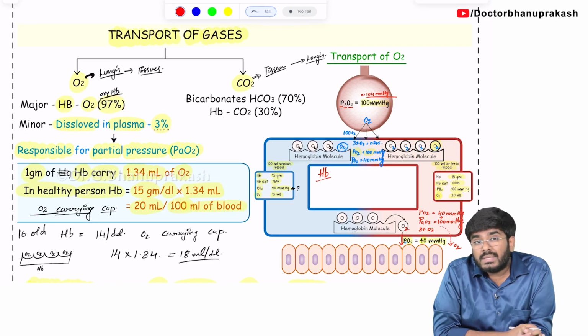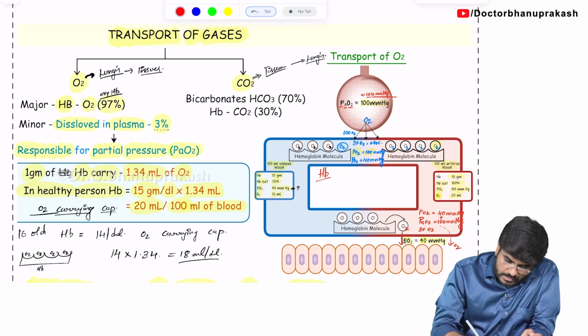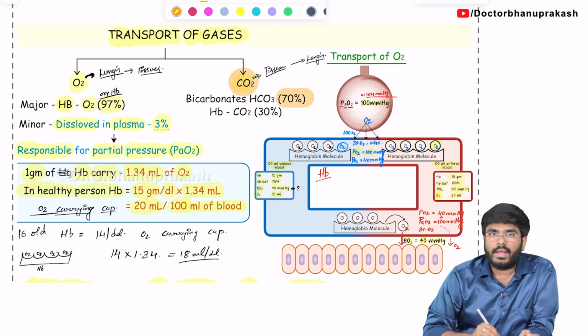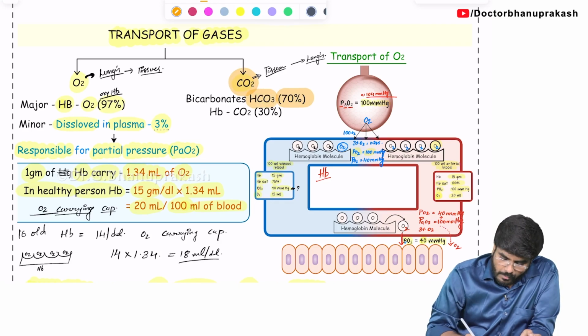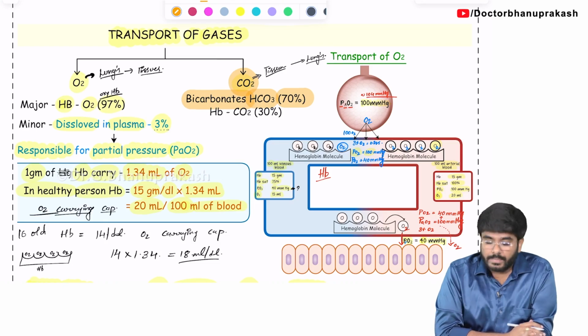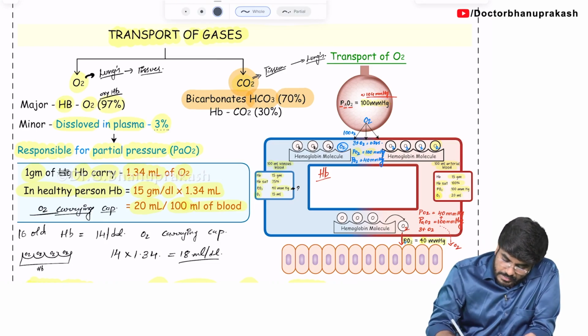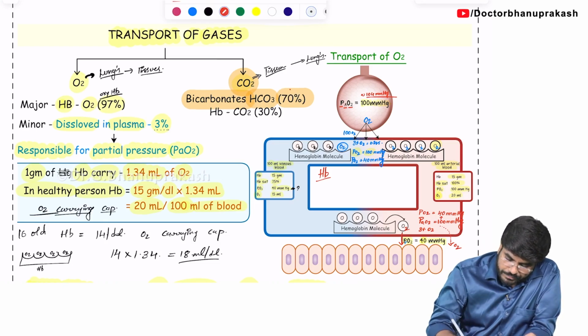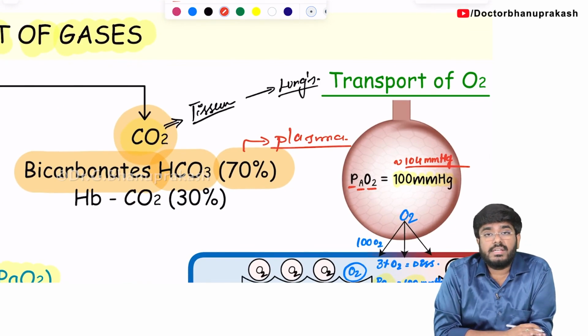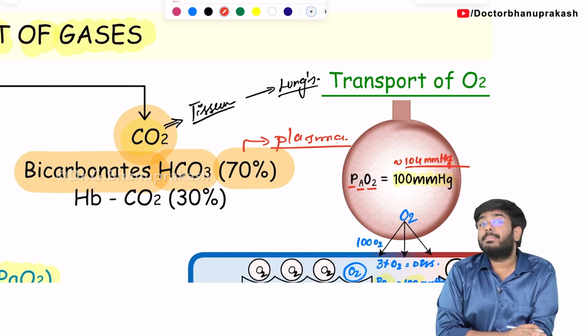But if they ask you what is the major form of carbon dioxide transport, see, most of the carbon dioxide, that is 70%, is transported in the form of bicarbonate. So carbon dioxide will be converted into bicarbonate form, and these bicarbonates are traveling in plasma. So this is a very important MCQ. Most of the carbon dioxide is transported in which form? 70% of the carbon dioxide is transported in the form of bicarbonates in plasma.